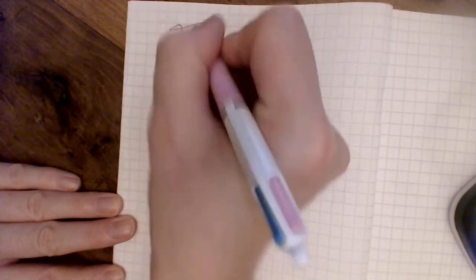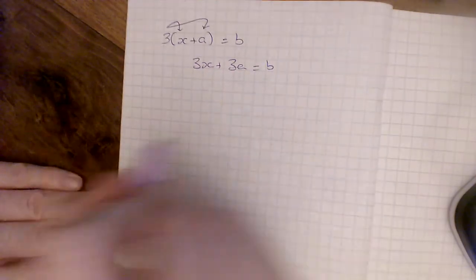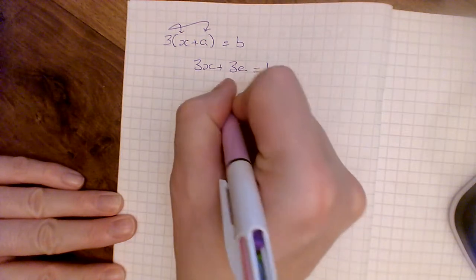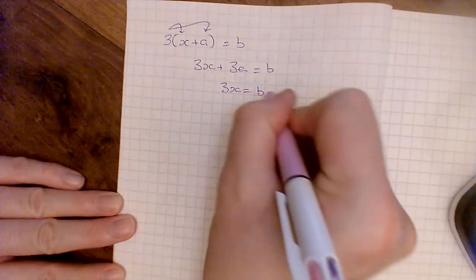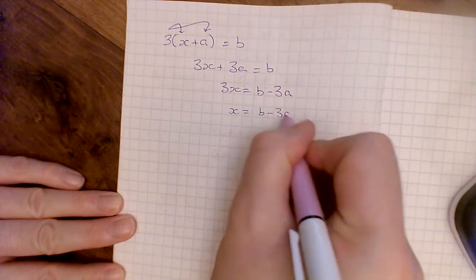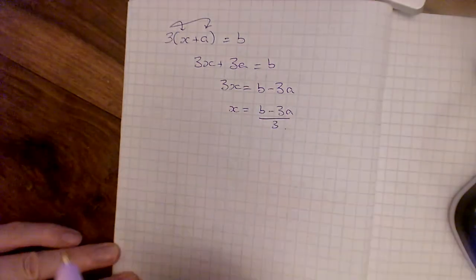So 3 into x plus a equals b. So first of all, I'm going to multiply everything inside here by 3. So 3x plus 3a equals b. Doesn't touch the b because it's not inside the brackets. And now I'm going to get rid of this plus 3a, so 3x equals b minus 3a, and then I'm going to drop the 3 on the bottom, b minus 3a over 3. Okay, so that's the method I'm going for.